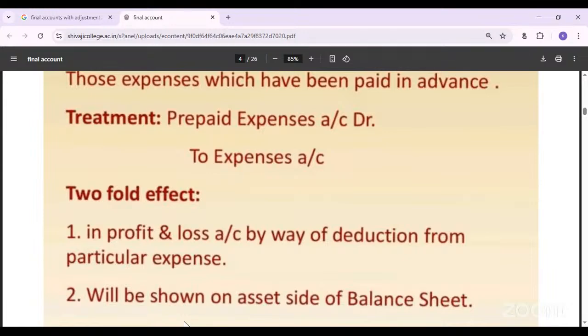Again, which side we have to take it in the balance sheet? Asset side of the balance sheet. Remember, outstanding expenses liability, prepaid expenses asset. This is for the prepaid expenditures which we will enter in our balance sheet.